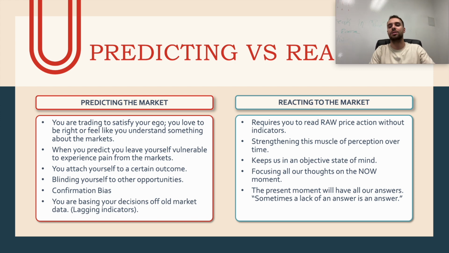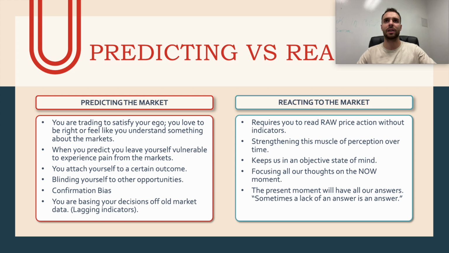Predicting the market will cause you to satisfy your ego in trading, and you will love to be right, and you'll think that you understand something about the markets, and that is the most painful place to be in. When you think you understand something, your next trade, you put on a trade and you get absolutely smoked, and then you think, maybe I didn't understand something about the market. What you didn't understand is that the market cannot be predicted. The market operates on the individual trade. It's completely random. So when you predict, you leave yourself vulnerable to experience pain from the market.